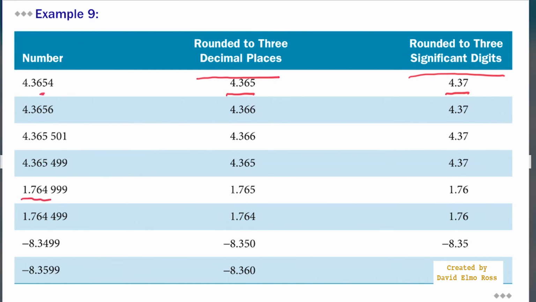Let's just pick this one at random. So if we want to round this one to 3 decimal places, we have to look here. And is that number 5 or bigger? And the answer is yes. That's why we have 1.765. But if we want to round to 3 significant digits, then we look at our 4th significant digit, and because that's not 5 or bigger, our answer here is 1.76.